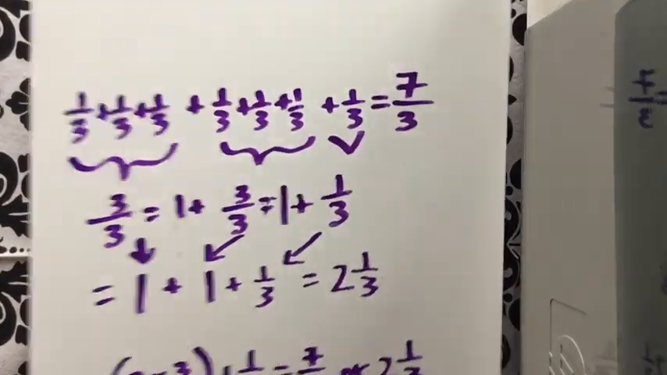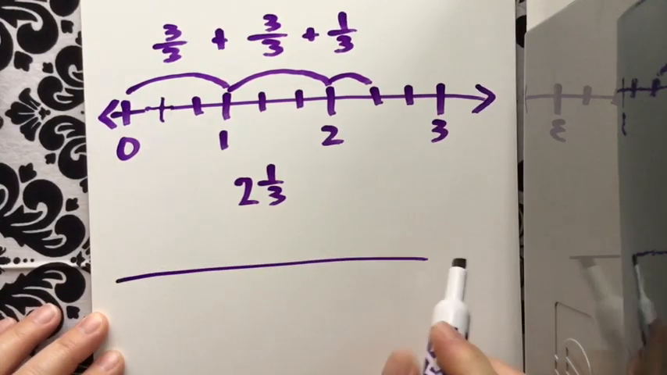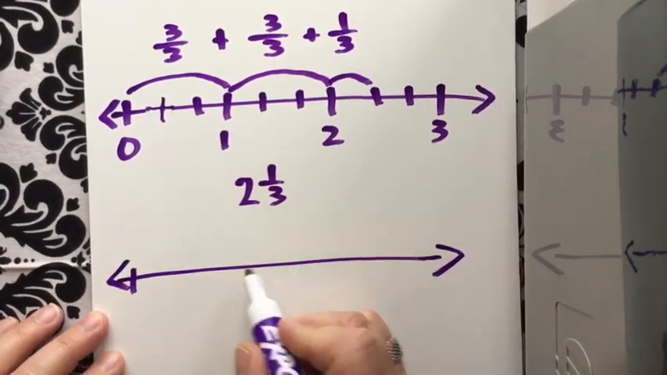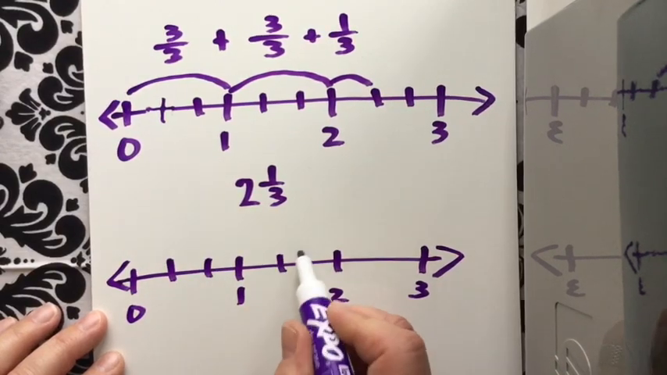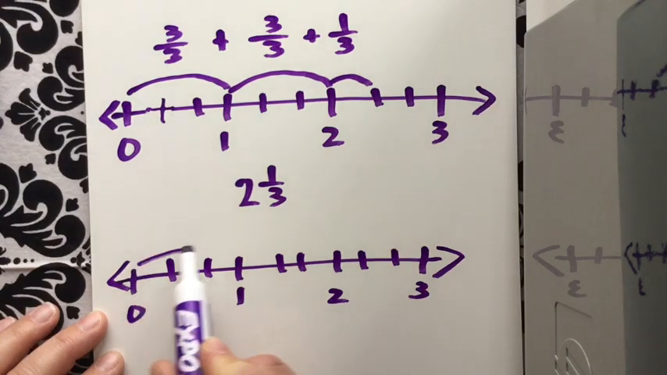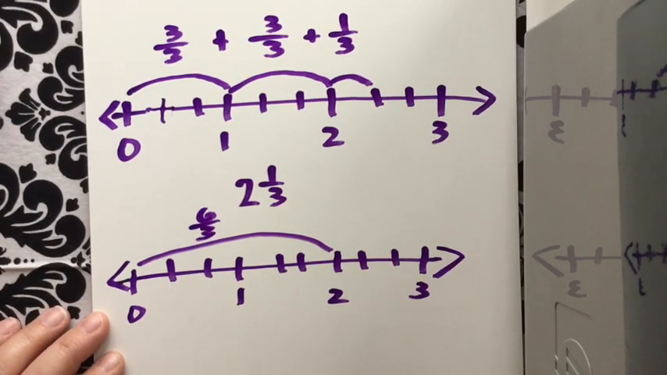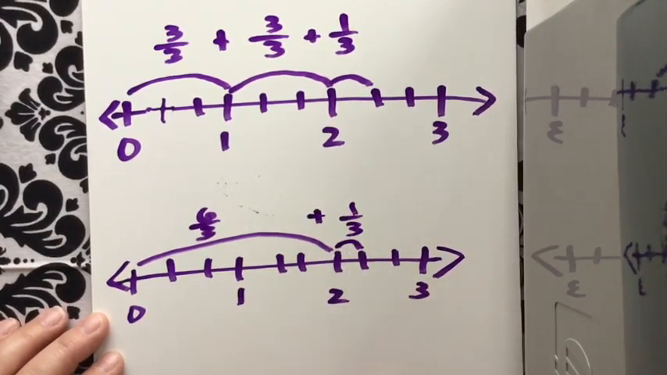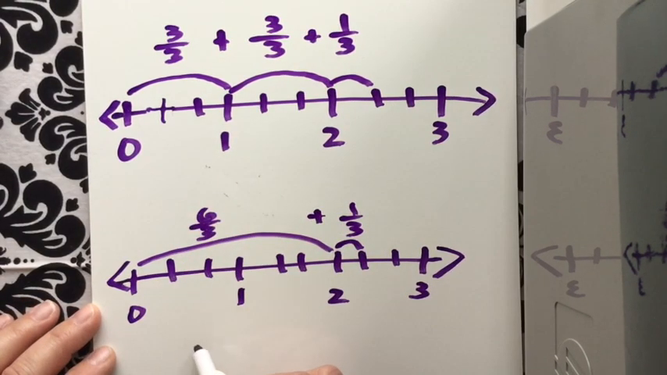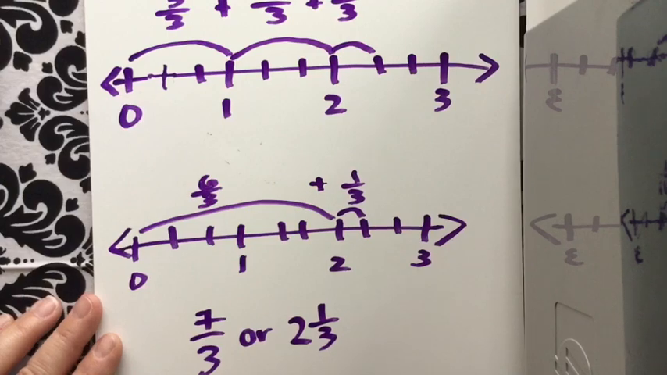So that's just another way of doing the math like this. Okay. And yet another way we can do this on a number line is you draw the same number line, and we can actually do this, which is 6/3. Let me erase this out of here real quick. 6/3 plus 1/3. And we still come out with the same answer, 7/3, or 2 wholes and 1/3, 2 1/3.